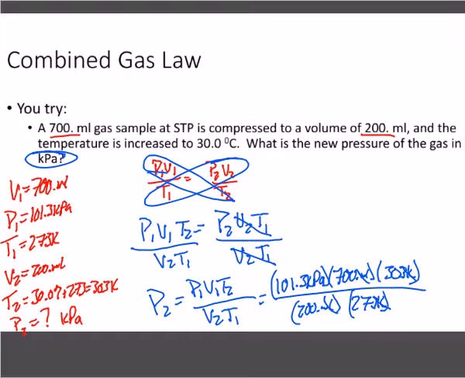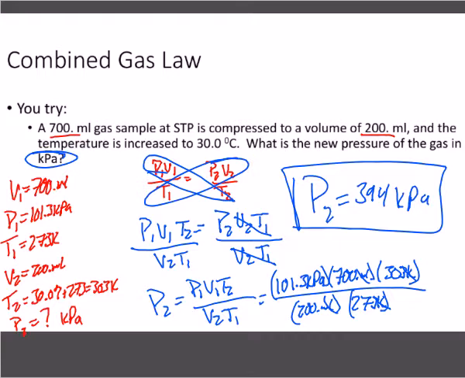So when you go ahead and do the math, 101.3 kPa times 700 times 303 divided by 200 divided by 273, what do we get for our second pressure? What'd you say? 394. Does anybody else get that? 394 kPa. All right, so there's a lot of moving pieces.